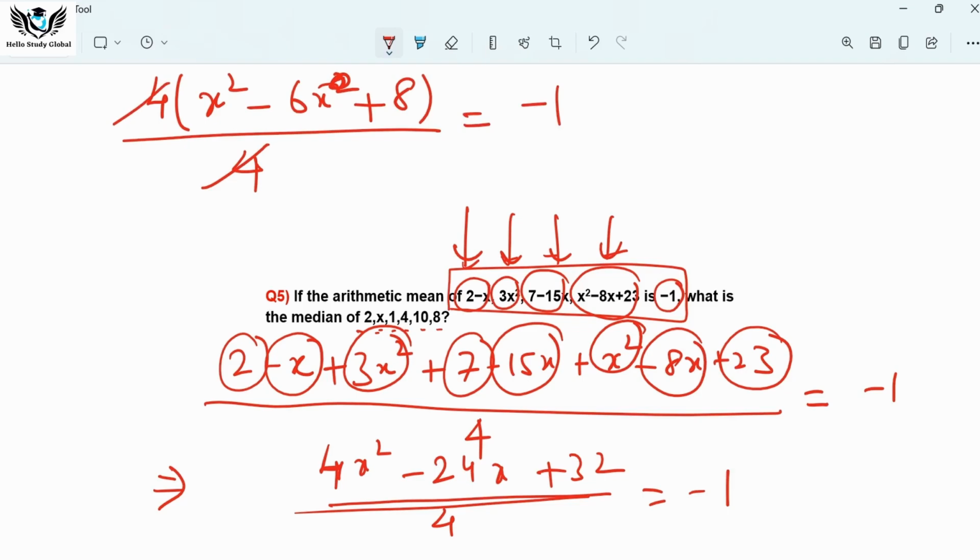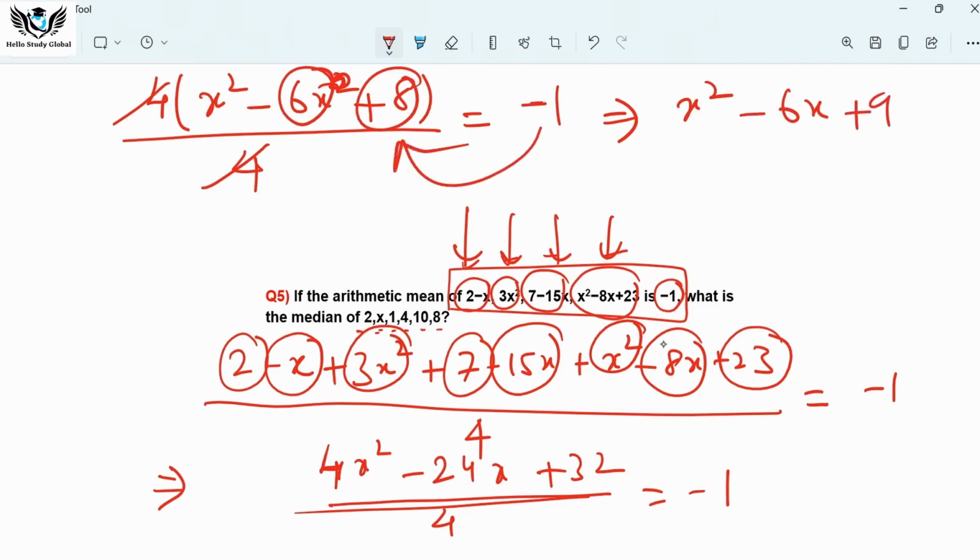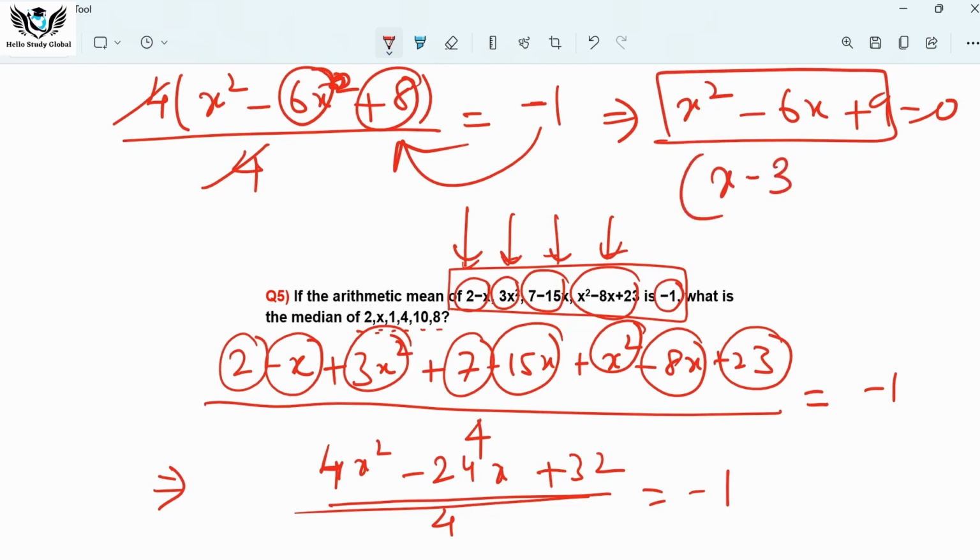Okay, so now if we further simplify, x square minus 6x plus 8, and then minus 1 goes on to this side, becomes plus 1, plus 9 is equal to 0. Now if we see guys, this is the formula for a minus b whole square. x minus 3 whole square is equal to 0. A square minus 2ab plus b square. So that means x minus 3 would be equal to 0. That means x is equal to 3. So we get x is equal to 3.